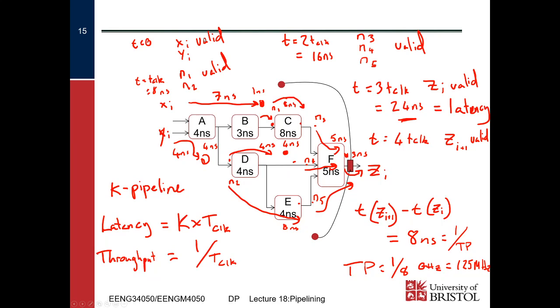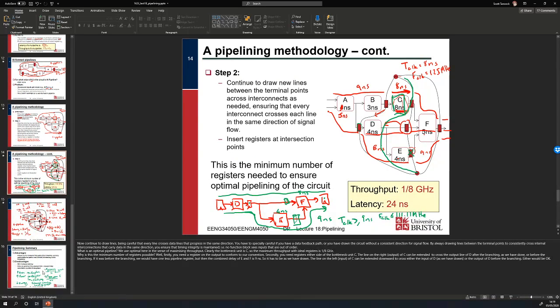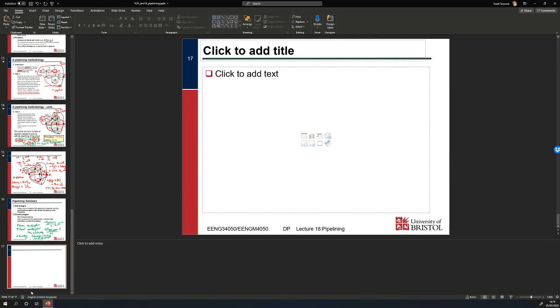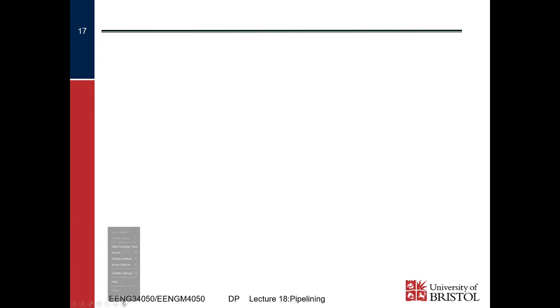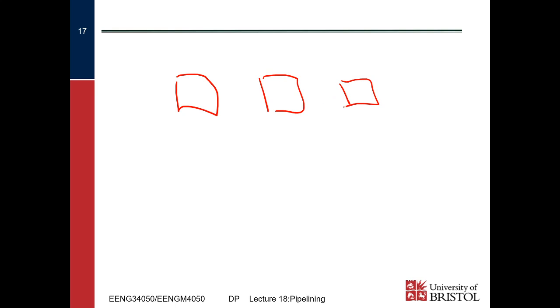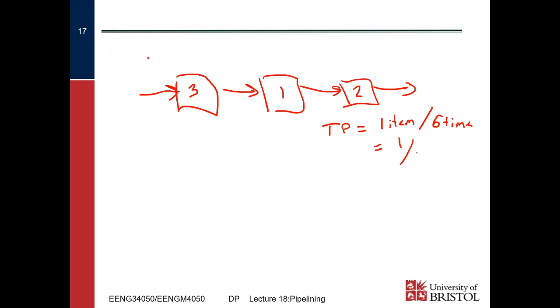So imagine you've got some processes which take some amount of time, right? If we don't have any pipelining, so this takes three, that takes one, and that takes two, it's going to take six time instances to get from here to here. And so our throughput is going to be one item per six time instances, right? So we're going to say 1/6.